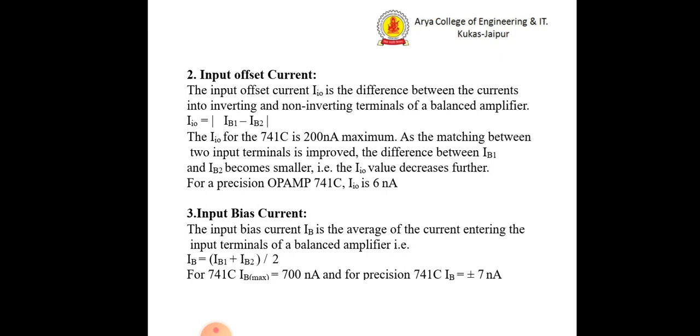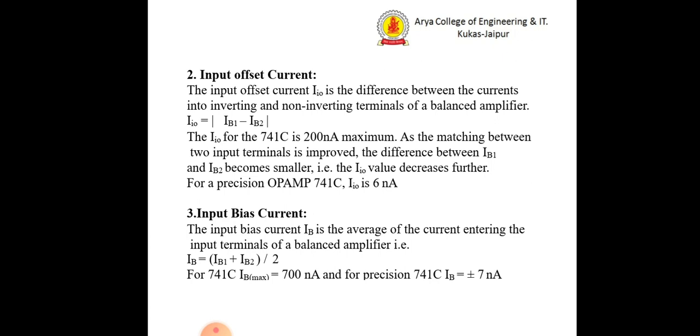200 nanoampere is the maximum value for the input offset current. As the matching between the two inputs is improved, this difference in input offset current will become smaller. For a precision op-amp, the input offset current is about 6 nanoampere.